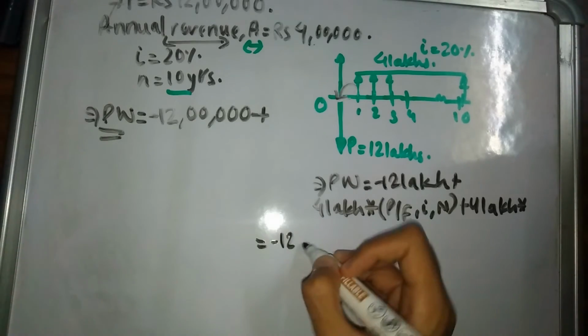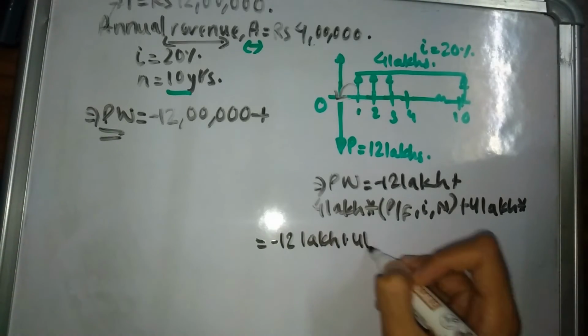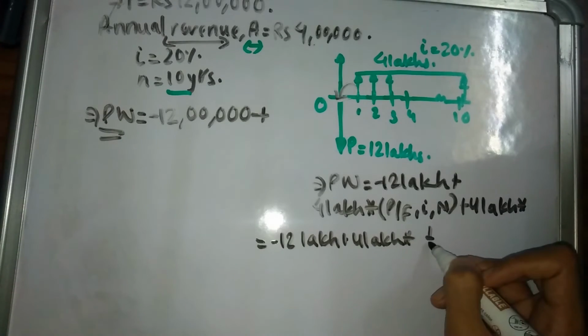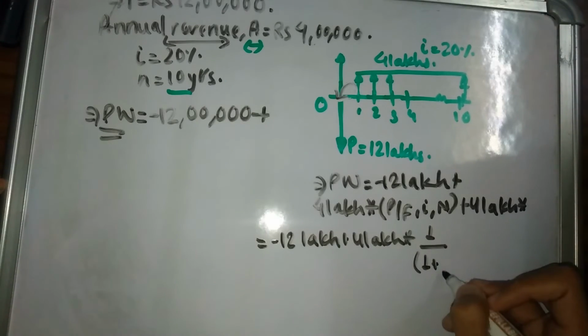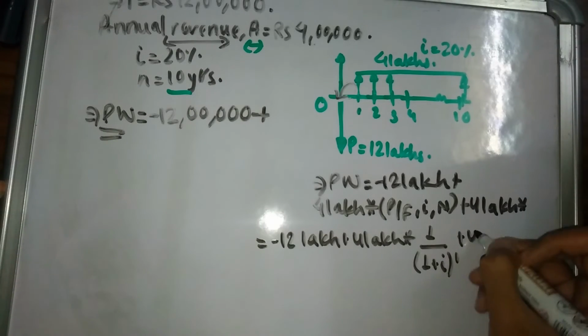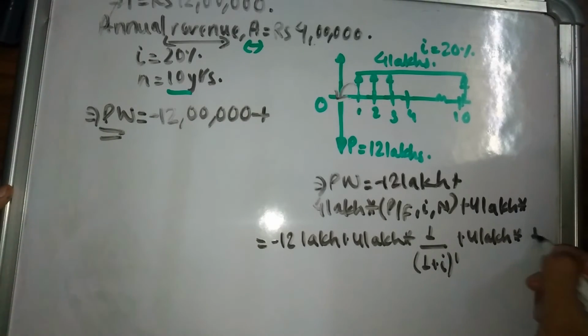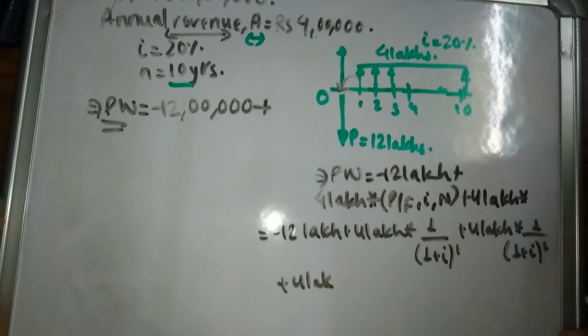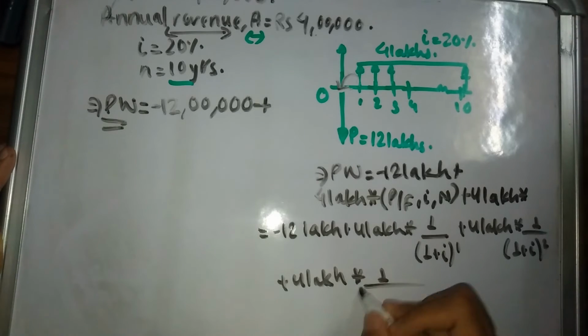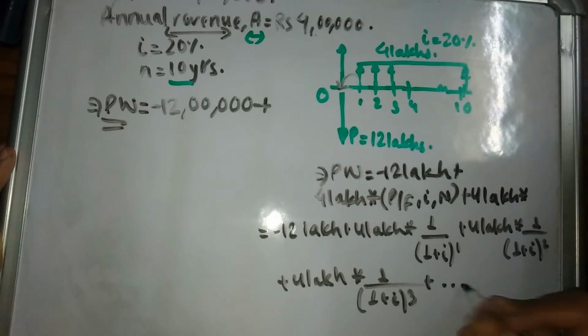So what happens is minus 12 lakh plus 4 lakh into my formula for P by F, I comma n, and it is going to be 1 divided by 1 plus I raised to the power n. So I'm going to have 1, again 4 lakh into 1 divided by (1 plus I) square. In place of I, I'm going to put 0.2. Plus 4 lakh into 1 divided by (1 plus I) cube, and we need to repeat this until we reach 4 lakh into 1 divided by (1 plus I) raised to the power 10.